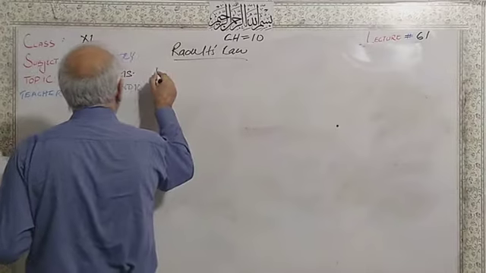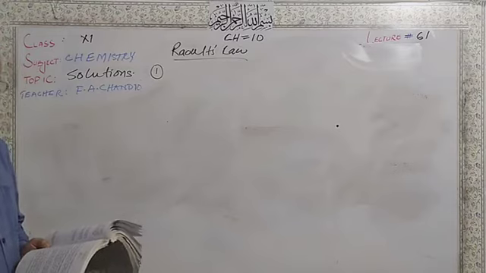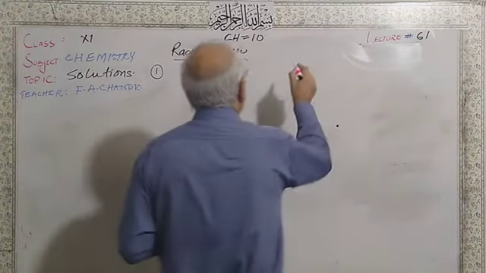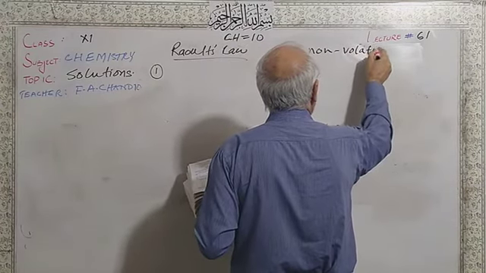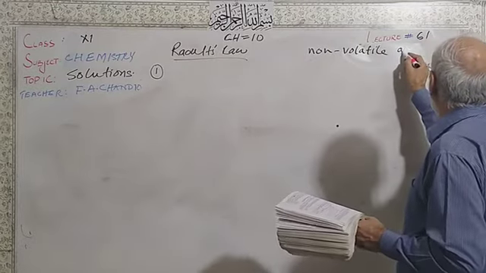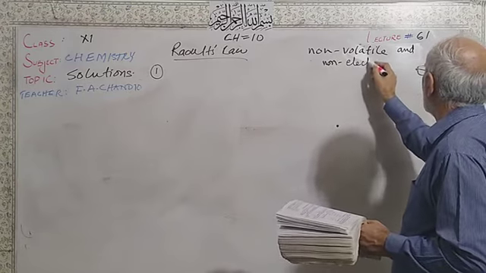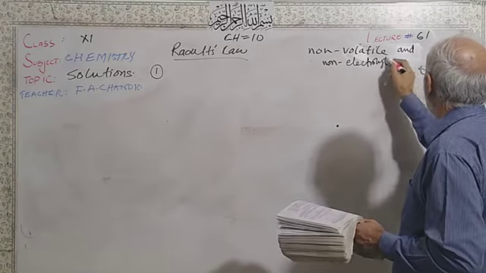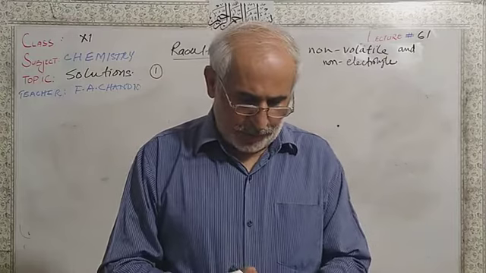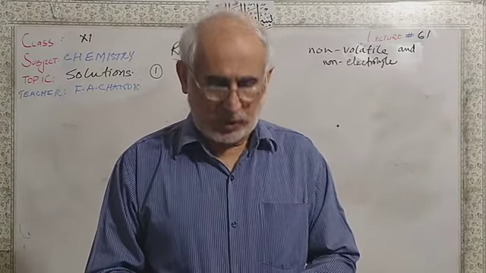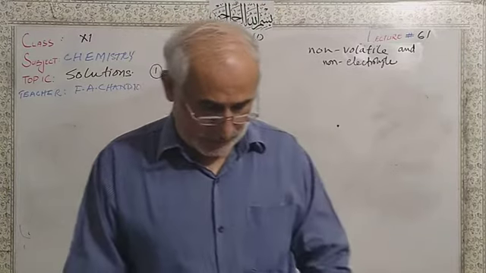There are 3 ways to define Raoult's law. Number 1. When a non-volatile and non-electrolyte solute is dissolved. Non-volatile means which is not going to evaporate at room temperature, like salts, sugar, glucose, urea. Non-electrolyte dissolved in water is not going to conduct electric current.